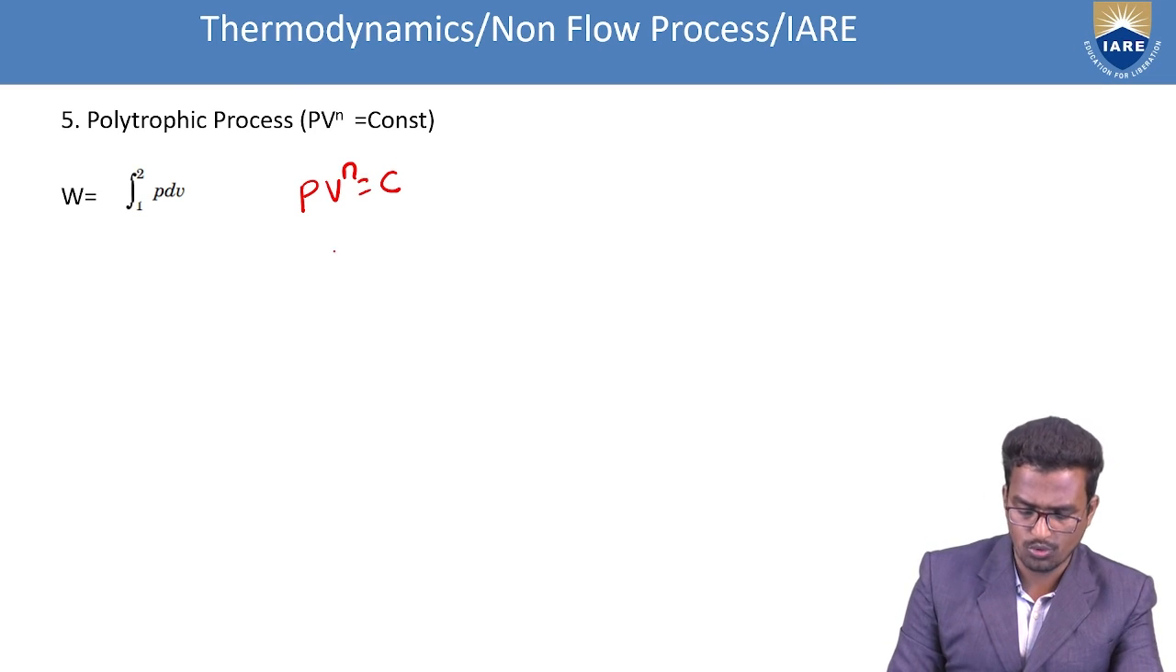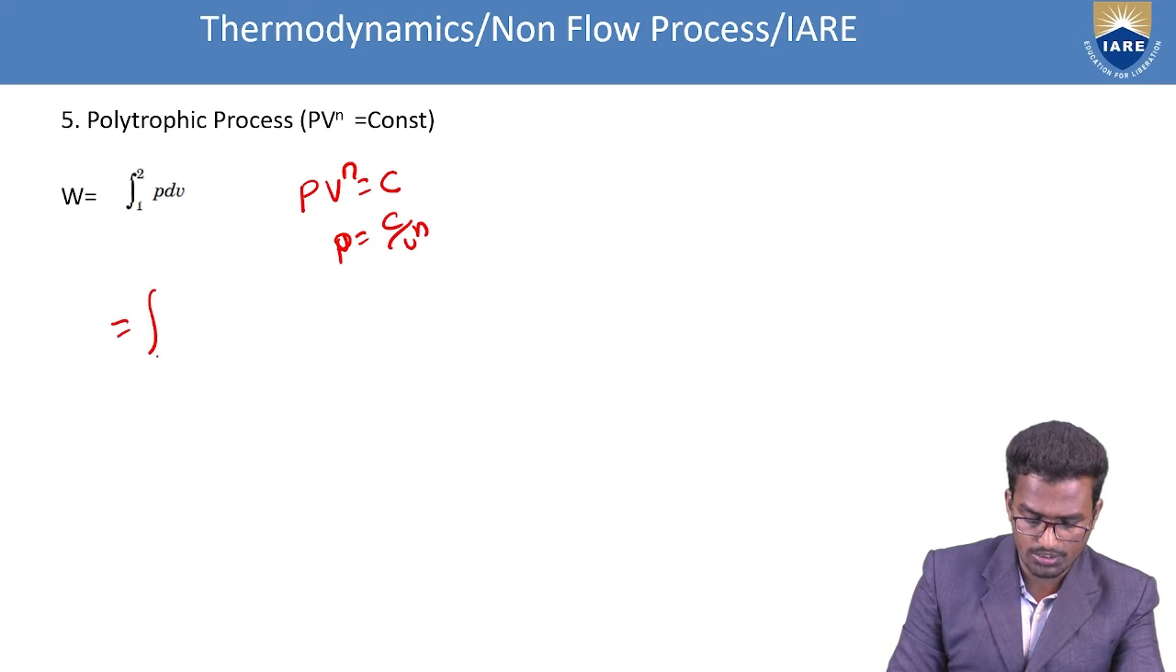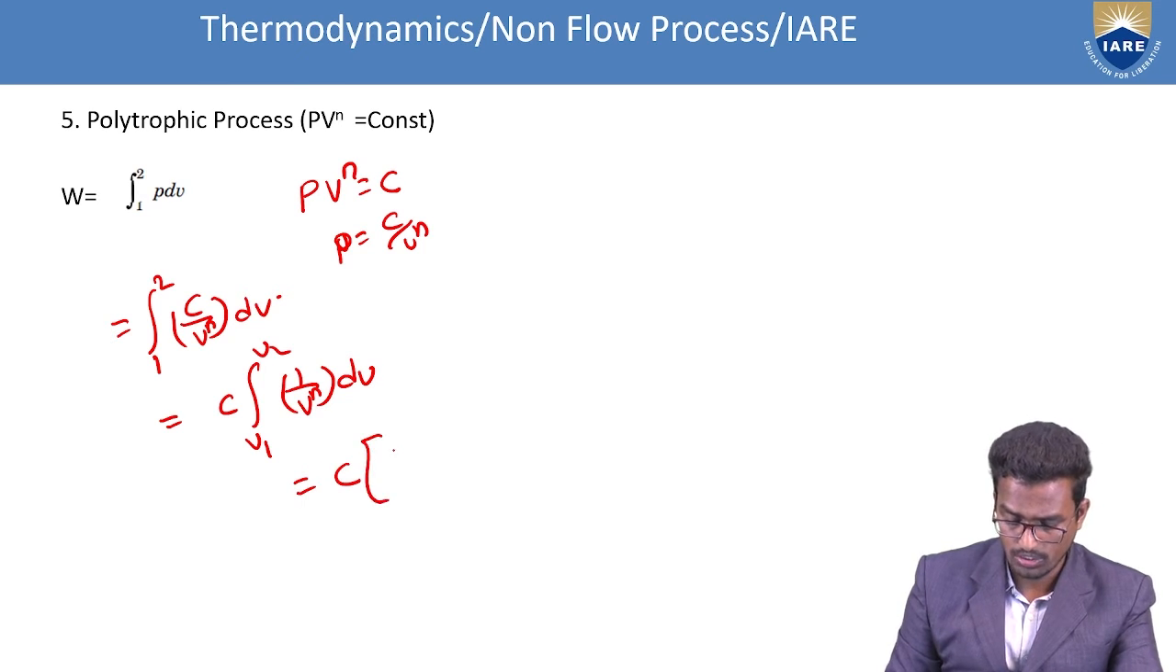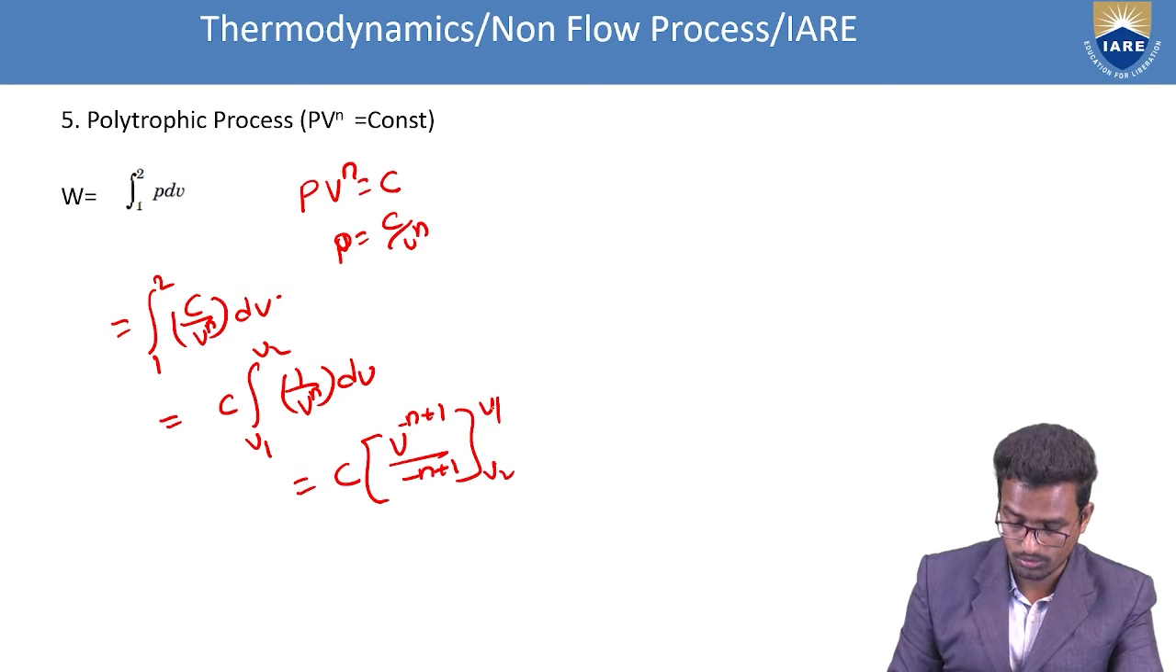Do the same, substitute this one. In place of P, we substitute C by V^n and do the same integration as we did just before: C by V^n into dV. You take the constant C out, limits V1 to V2, 1 by V^n into dV. That is equal to C into V^(-n+1) by (-n+1), between V2 and V1.